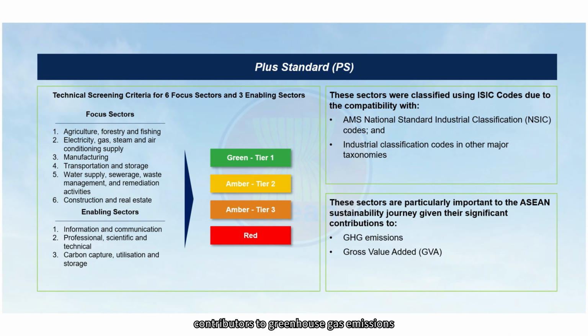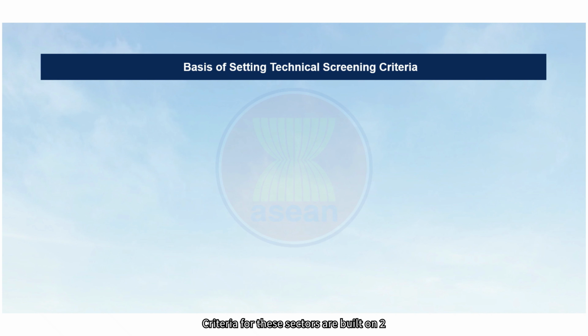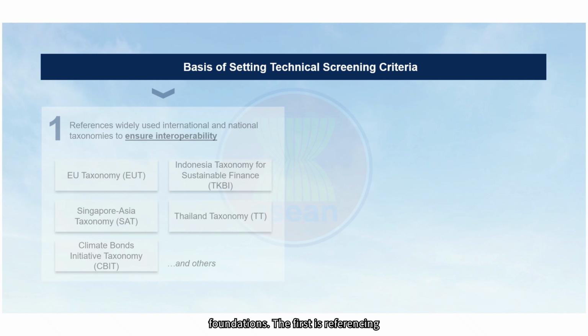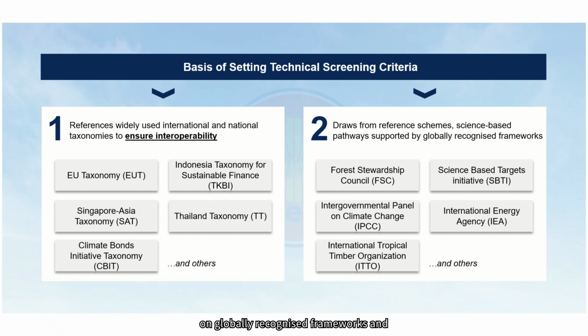They are significant contributors to greenhouse gas emissions, while at the same time serving as critical drivers of Southeast Asia's economic growth. The technical screening criteria for these sectors are built on 2 foundations. The first is referencing widely used international taxonomies, such as the EU taxonomy and other national taxonomies to ensure interoperability. The second is drawing on globally recognized frameworks and science-based pathways, including the IPCC, the IEA, and the Science-Based Targets Initiative.